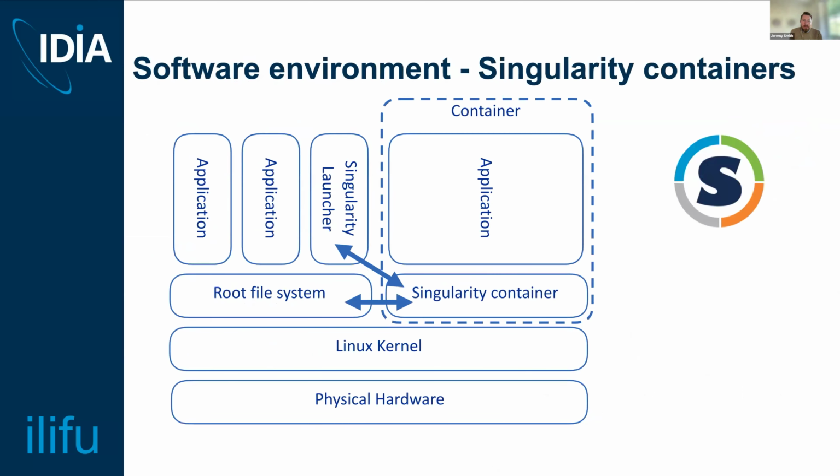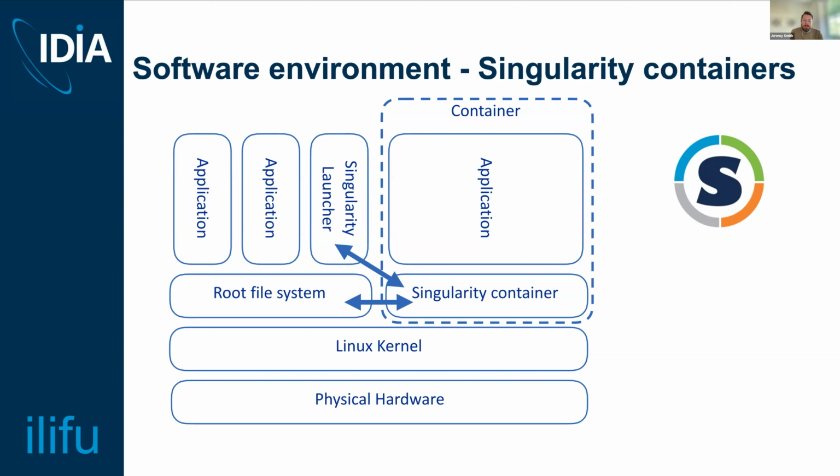So this diagram just shows how Singularity containers sit on top of the general system. The container is the little box on the right of the diagram in the dashed box, and it may contain one or multiple applications. The useful part of this illustration is showing that with Singularity installed on the system, containers are run by using the Singularity launcher, so it's the Singularity binary. And the container environment can interact with the file system that exists outside of the container.